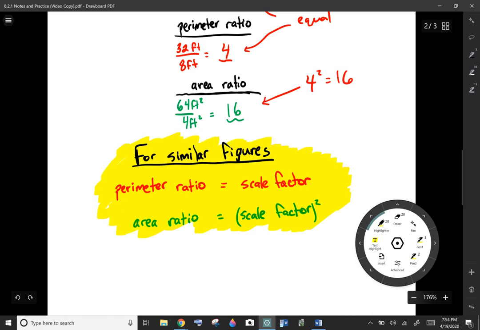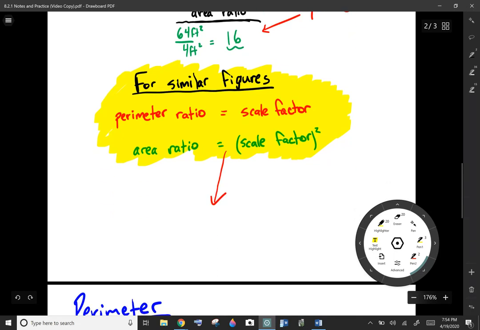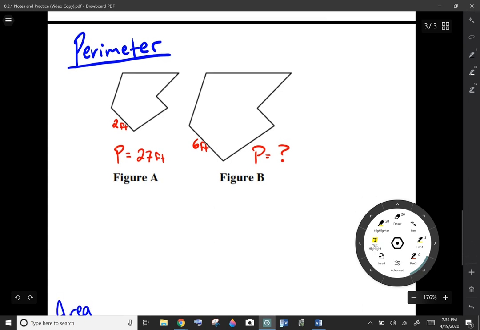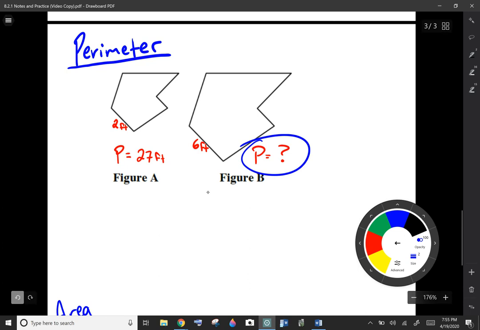So now that we have this, it's actually going to help us with our next example down here. If we use this to work through these two examples, it looks like we're using perimeter as an example first. There's a little bit of information we have here, but we're looking for, as it says, the perimeter of the larger figure, figure B.